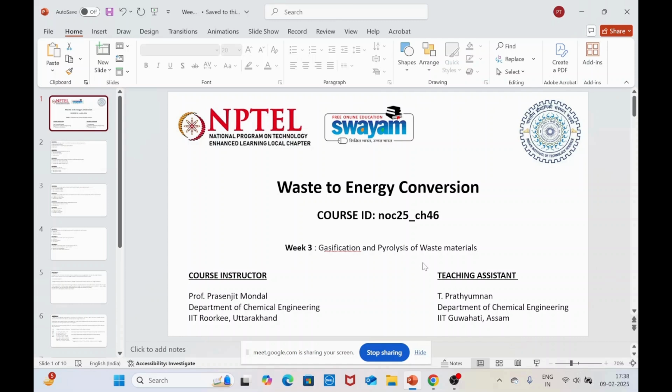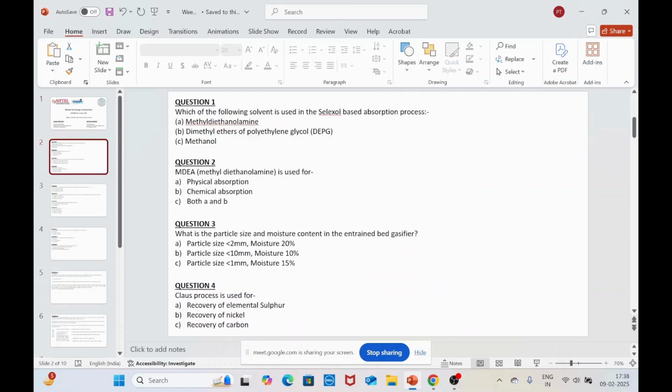So let's keep this discussion here for a while and move towards solving some of the assignment problems. Whatever we missed while discussing in this introduction session, I hope we'll be able to cover in the assignment section. So let me just zoom in.